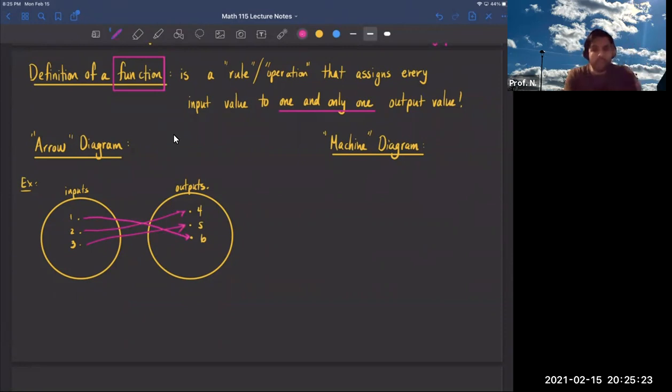I have created a rule. What's the rule? The rule is this arrow diagram. So I've decided to say, hey, take 1 and the output of this would be 6. If I plug in 2 to this function, the output of it will be 4. And if I plug in the input of 3, the output will be 5. And this, I'm going to call f. f is a function.